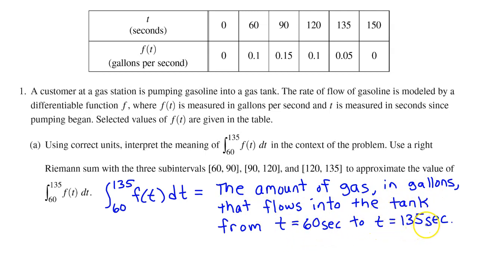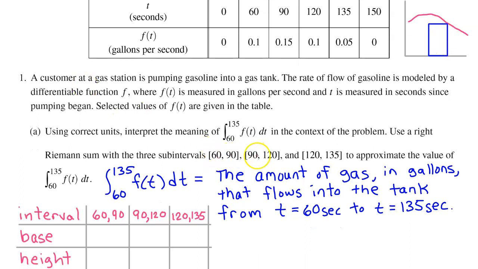Next, we will use a right-Riemann sum with these three subintervals to approximate the value of this integral. An integral of a function from a to b is the area under a curve from a to b. Using a right-Riemann sum to estimate this integral means using rectangles like this one to approximate the area under the curve. It's called a right-Riemann sum because the height of the rectangle will equal the value of the function on the right-hand side of the rectangle.